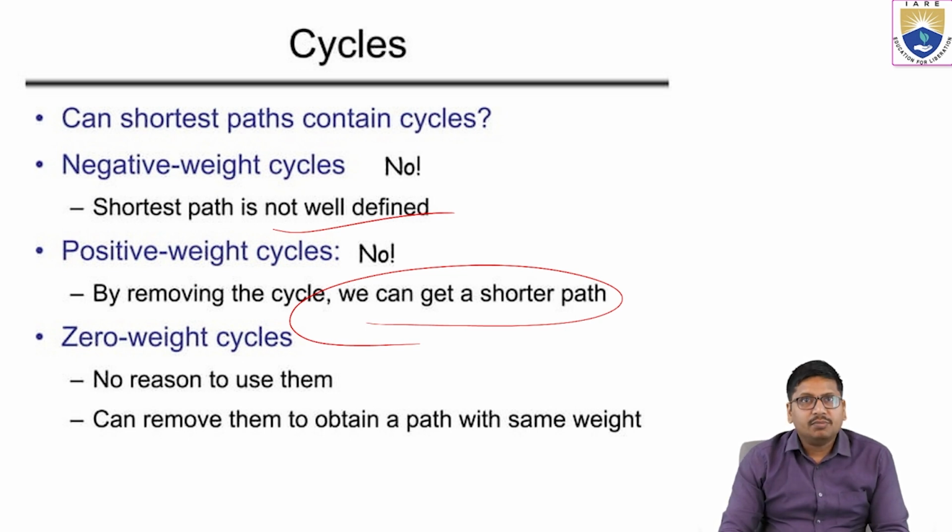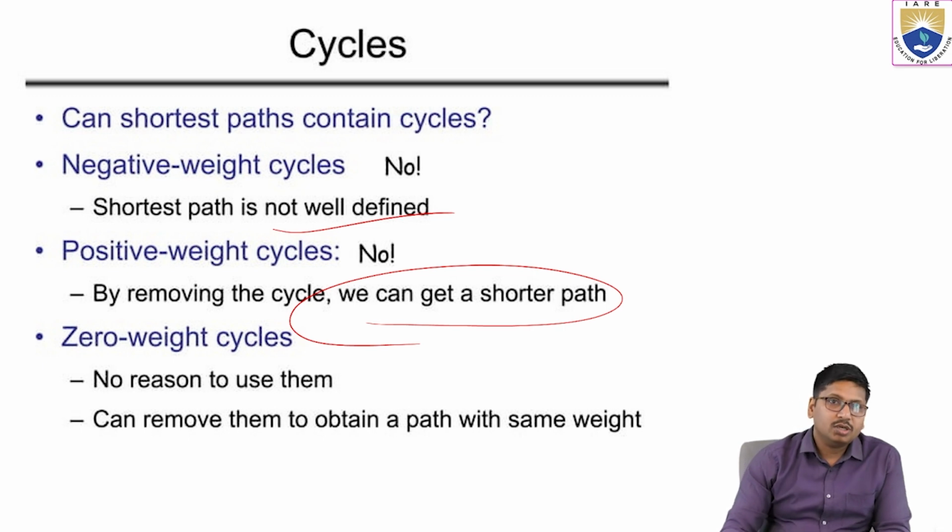So shortest paths cannot contain cycles. A negative weight cycle means the shortest path is not defined. A positive weight cycle means that by removing the cycle we get the shortest path. And a zero weight cycle means there is no reason to use it, and we can also remove it to obtain a path with the same weight.